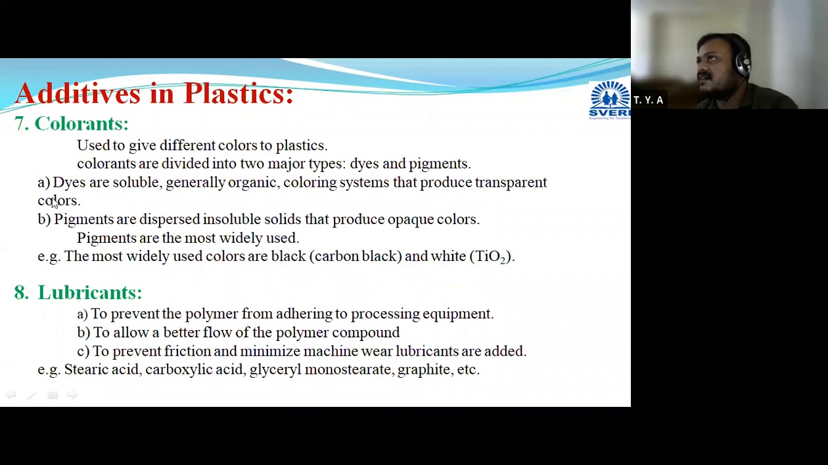In this way, there are two types of colorants, dyes and pigments, and you can observe these in different paints. Whenever colors are transparent, dyes are present, and when colors are non-transparent or opaque, pigments are used. Generally, dyes are soluble and pigments are insoluble. Dyes are soluble in organic materials, and pigments are not soluble in organic materials.